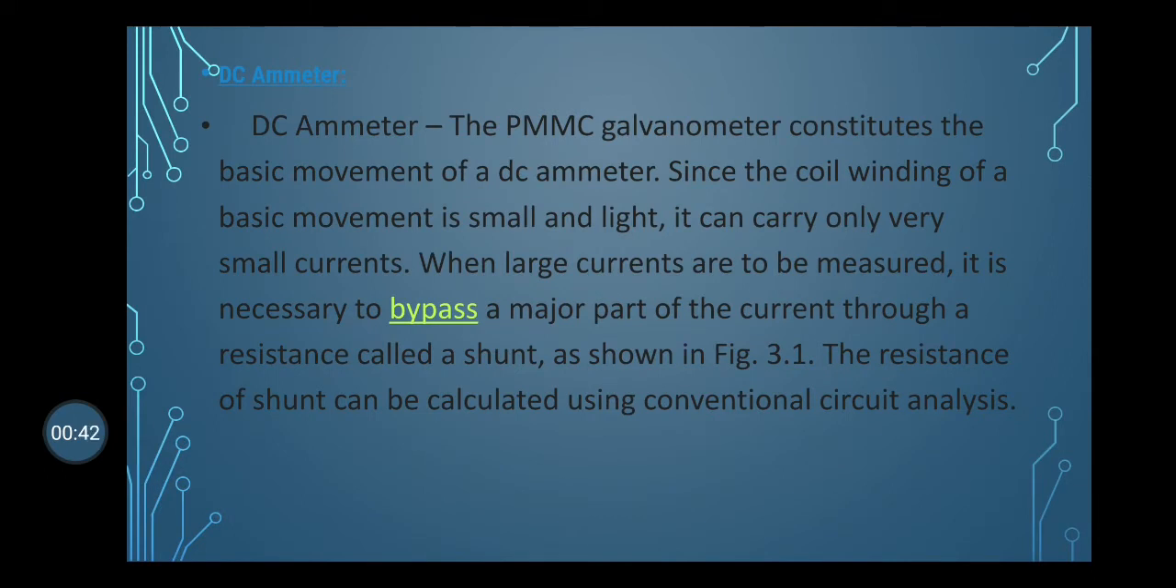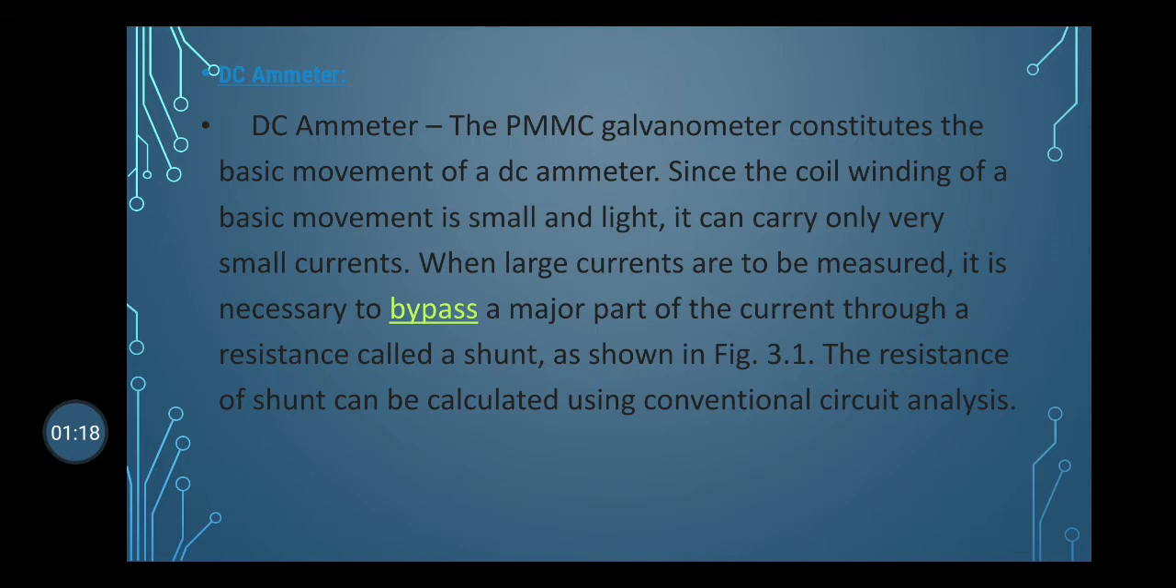Now, the topic of today's lecture is the DC ammeter. The construction of a DC ammeter is PMMC type. The working principle of the DC ammeter is based upon the permanent magnet moving coil type. That is, it has the basic type of movement. As the movement in this type of instrument is light, it carries only a small current.